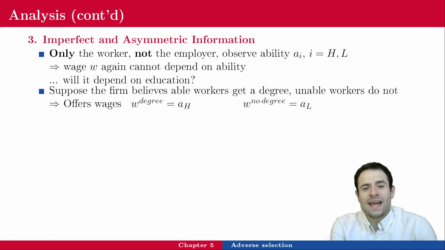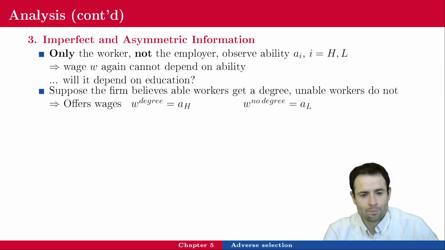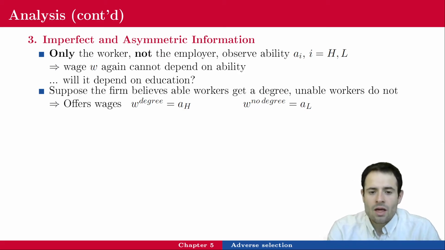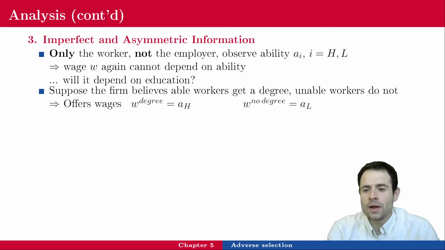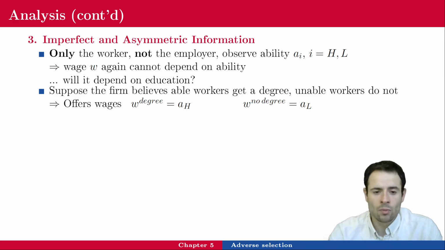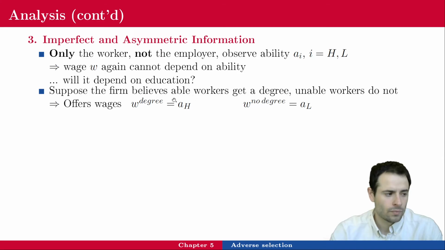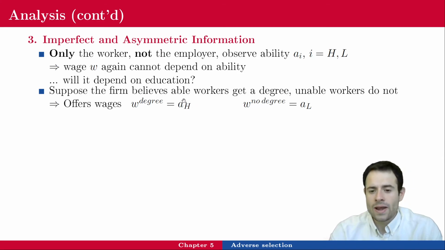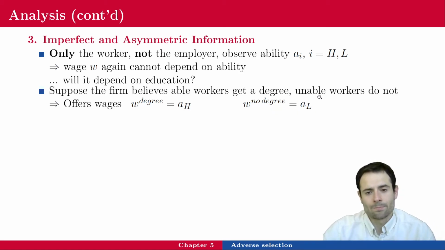So now we need to introduce the idea of beliefs. Suppose the firm believes that able workers get a degree and unable workers do not get a degree. So if an employer sees an applicant with a degree, then the employer will think, oh, that must be a good worker, so I'm going to propose him AH. If the employer sees an applicant with no degree, the employer believes, oh, it cannot be a good worker, so I'm going to propose a wage equal to AL.